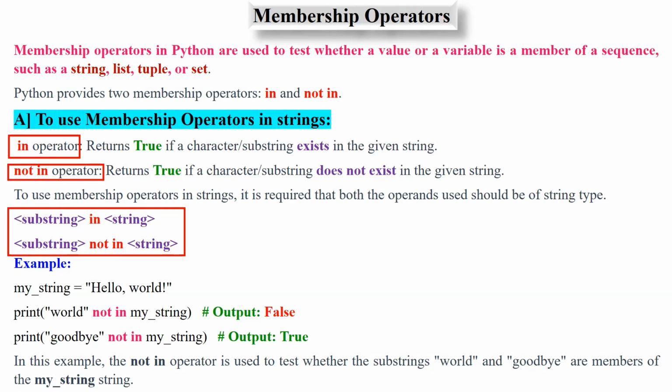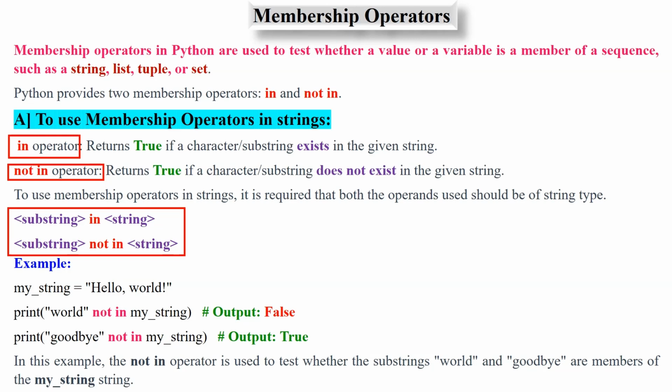First one is, in operator returns true if a character or substring exists in the given string. Second one is, not in operator returns true if a character or substring does not exist in the given string. To use membership operators in strings, it is required that both the operands used should be of string type. Substring in string, substring not in string.